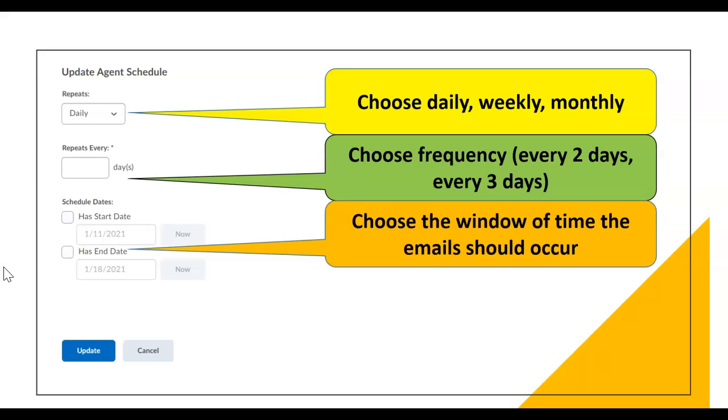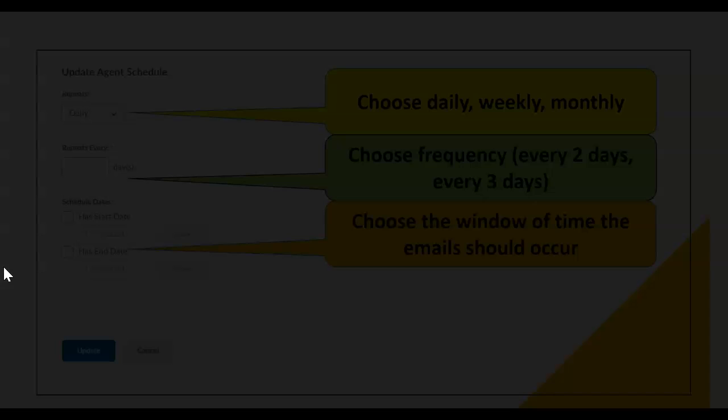Again, if you're using it for the reminder for the login and it's going to occur a few times over maybe a week's time, then you would say daily, repeats every 2 days, and then you would give the window of time. So let's say it's the second day of class until the day after add drop. Then you would put those 2 windows, the start date and the end date. But it's very important to have that schedule, otherwise it won't know when to run or how frequently you want it to run.